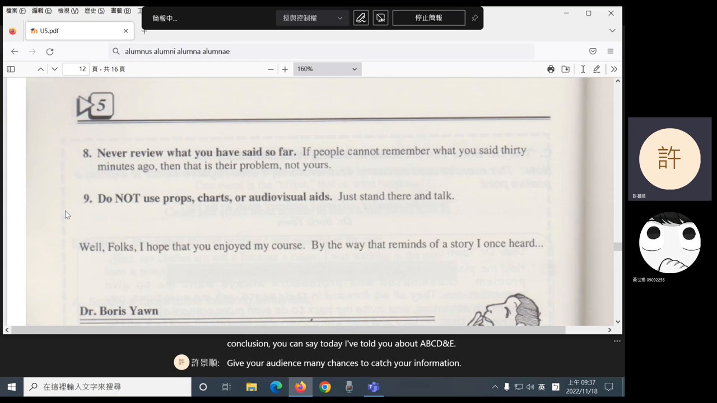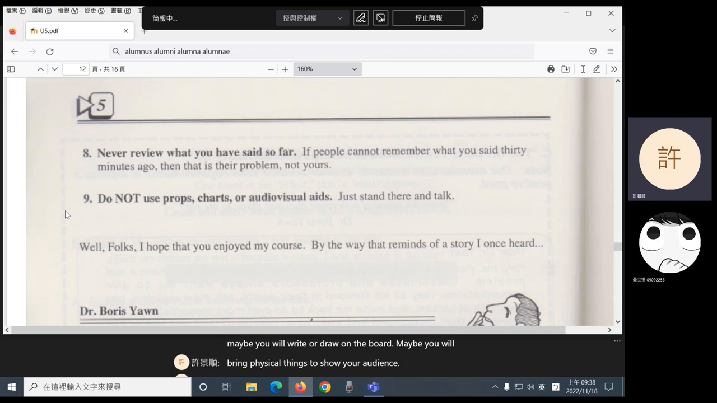Number nine, this piece of bad advice is do not use visual aids. Some speeches, you don't have to prepare something to show your audience. But for most of the time, your audience will want to look at something. In this class, we have the textbook and the screen for you to look at. If you don't have this kind of thing, maybe you will write or draw on the board. Maybe you will bring physical things to show your audience.